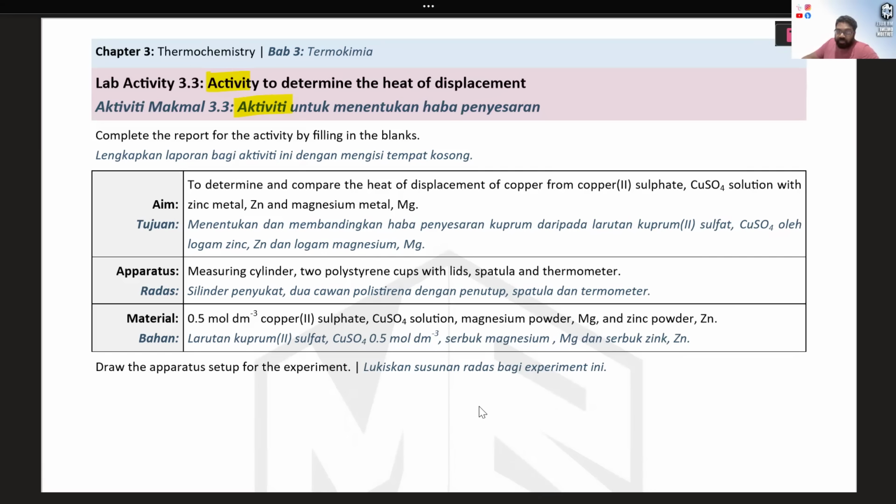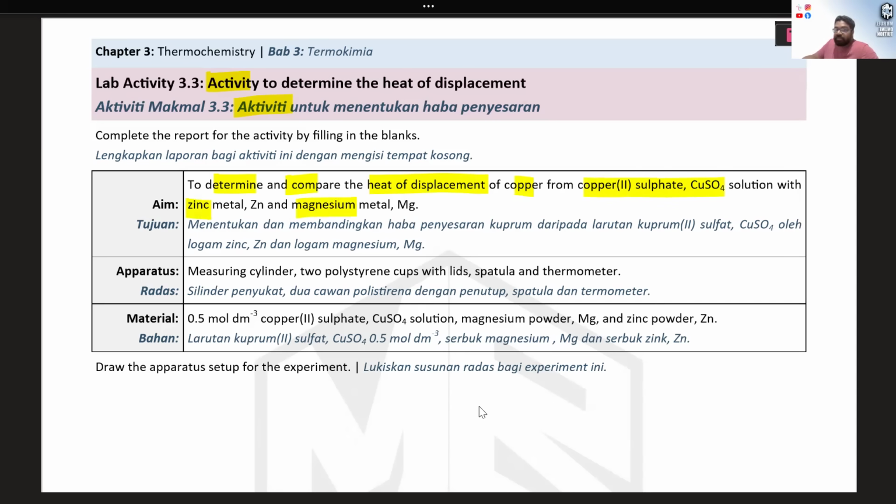So I'm going to give you the variables as well, if they ask this question, if it comes out, how to treat it like an experiment. Okay, so look at the aim. The question will come something like, this is an experiment to determine and compare. You just follow the aim, to determine and compare heat of displacement of copper from copper sulfate with zinc metal and magnesium metal.